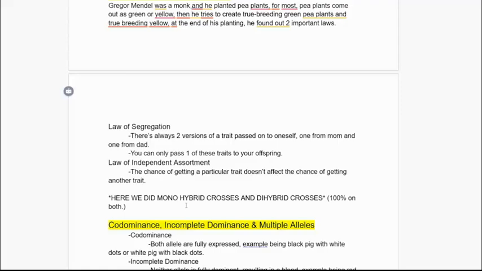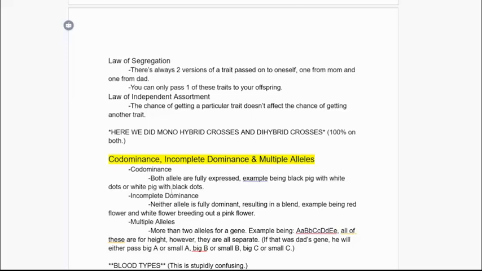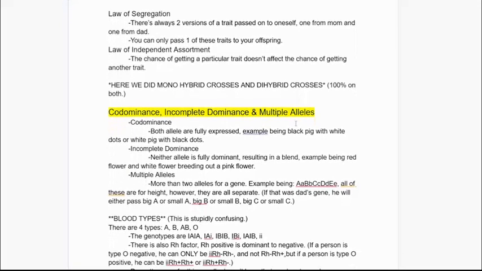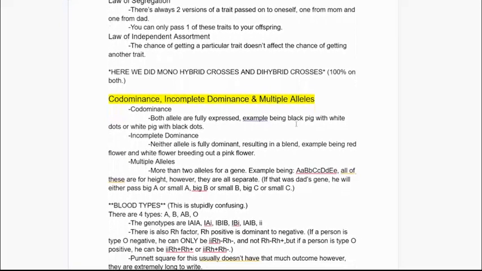So in here we did monohybrid and dihybrid crosses, and I got 100% on both. Well, I believe I gave you guys the practice quiz. That was a good 100, yeah. And then codominance and incomplete dominance, multiple alleles. So monohybrid and dihybrid crosses. If you have any questions, you can go back to the videos before. I believe you shouldn't have any questions, but if you do, comment down below.